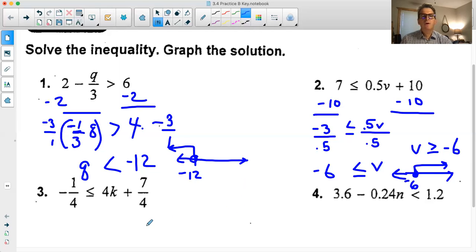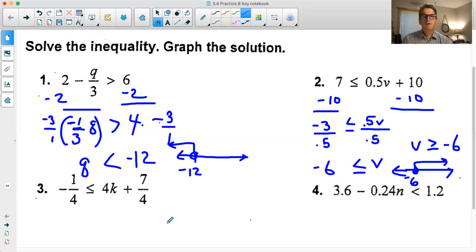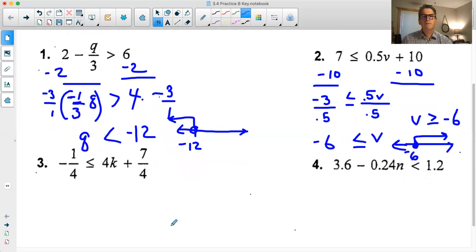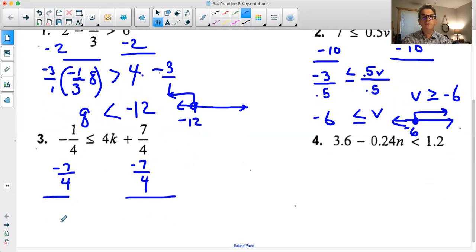Number 3, negative 1/4 less than or equal to 4k plus 7/4. First step would be to subtract 7/4 on the right and the left. What that would then give us is negative 1 minus 7, which is negative 8/4, less than or equal to 4k.